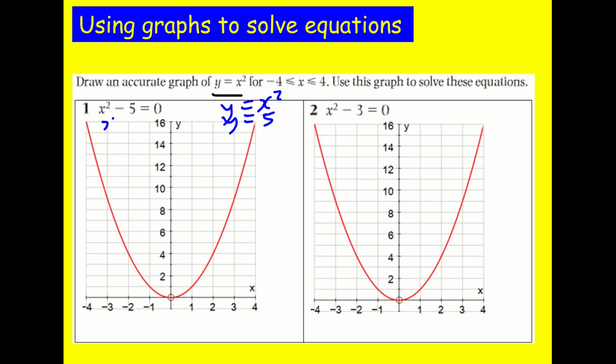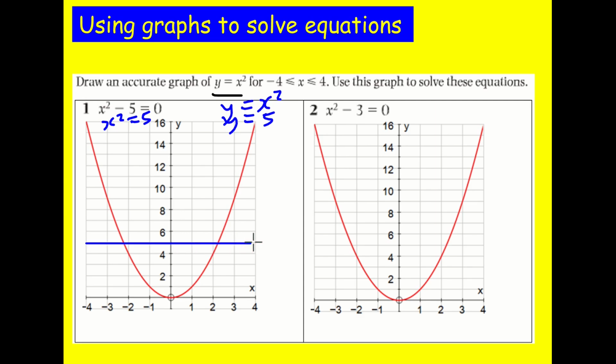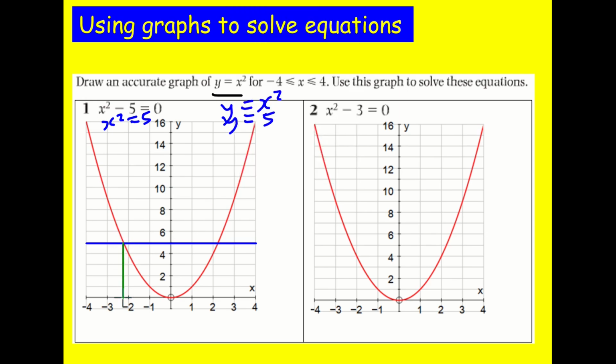I can rearrange this equation to x squared equals 5, and then it's a bit clearer to see. It's where these two intersect. So to solve it graphically, I can draw a horizontal line at y equals 5, like this. And then I can read down from the points of intersection where the graphs cross, and here goes. Here's one solution, and here's another solution.